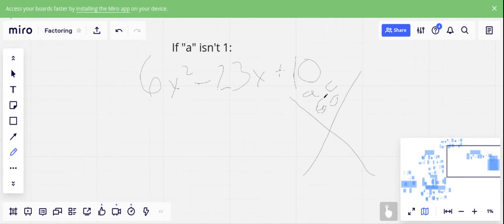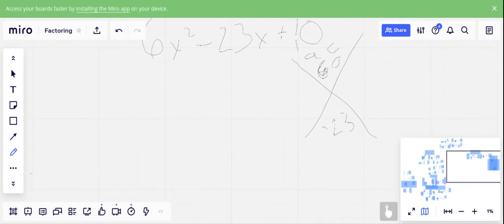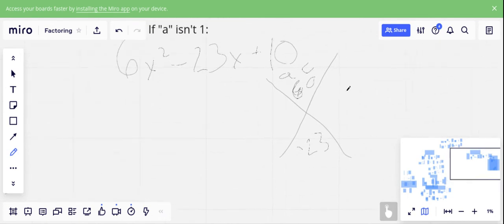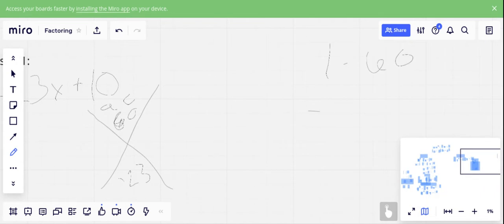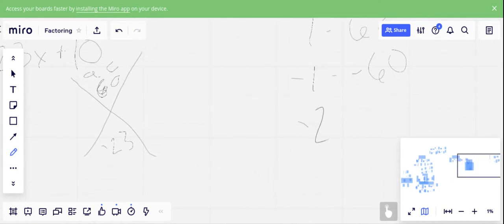So a times c is 60, and now in the bottommost opening, we have to find those two numbers whose sum is negative 23. It's the same as if a was 1. So two numbers whose product is a times c, which is 60, and the same two numbers should add up to negative 23. So let's list the factors of 60. There's 1 times 60, negative 1 times negative 60. There's negative 2 times negative 30, 2 times 30.